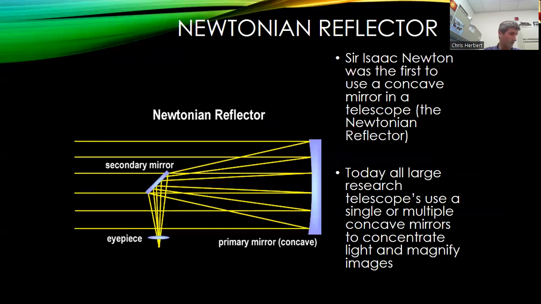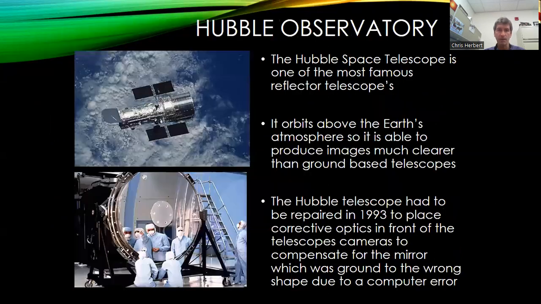Now again, the concave mirror is probably the more important of the two, because it was Sir Isaac Newton who first recognized that it was easier to produce a large reflective surface than it was to produce a large refractive lens. So he was able to create the first reflective telescope, which became the basis for all telescopes today. Hubble Observatory has a large 1.2 meter reflective telescope. And of course, that was ground to the wrong shape.